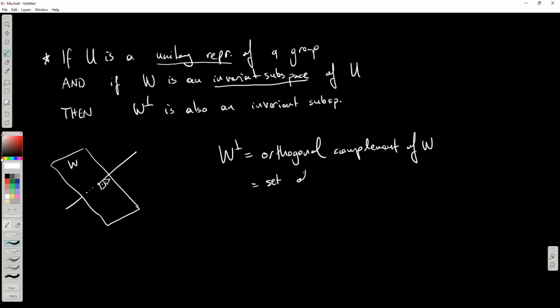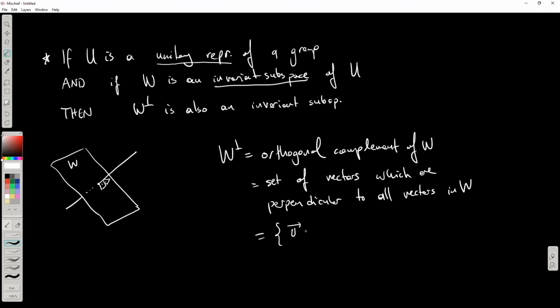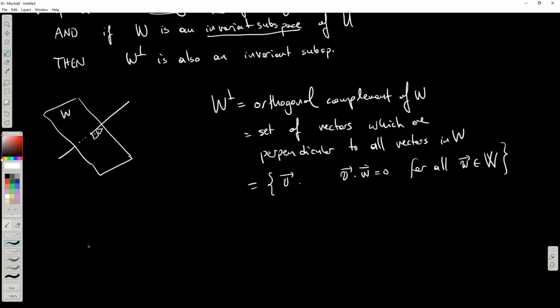It's basically the set of vectors which are perpendicular to all vectors in W, all right? I can use the set-builder notation. It's the set of vectors v where v dot w is equal to 0 for all vectors w in that subspace, right? You can think of it like that. I think the best example is something like this. If you just consider this three-dimensional space, right? If W is the XY plane, then W perp is the Z-axis.